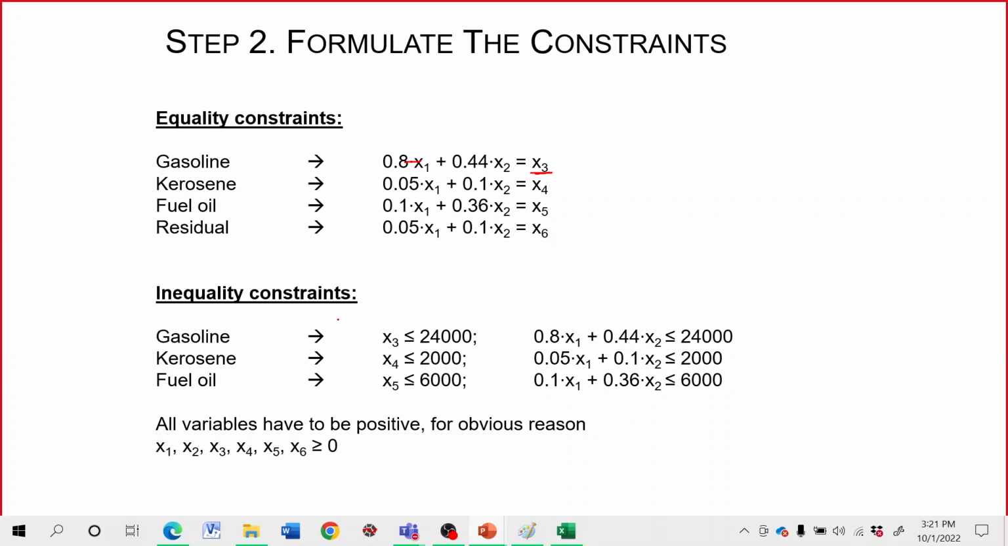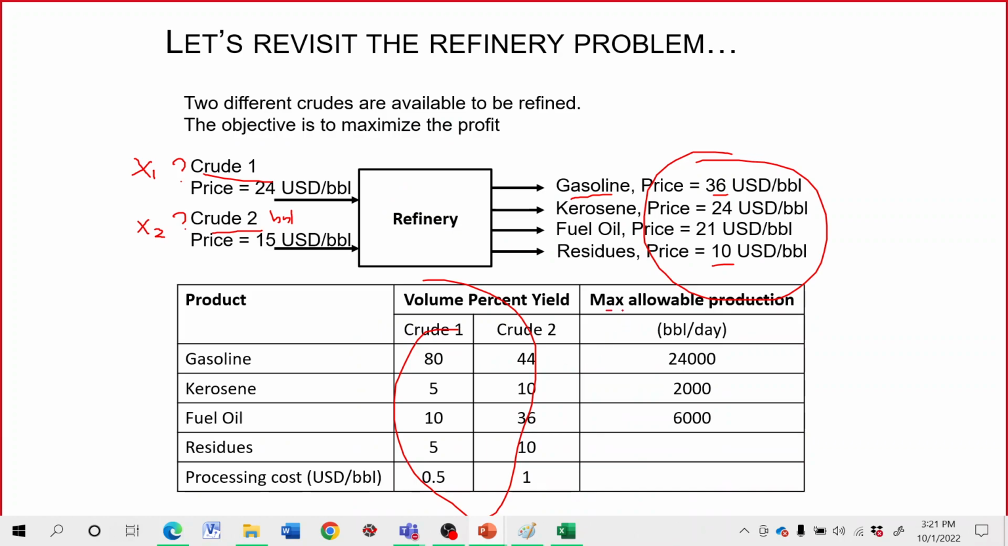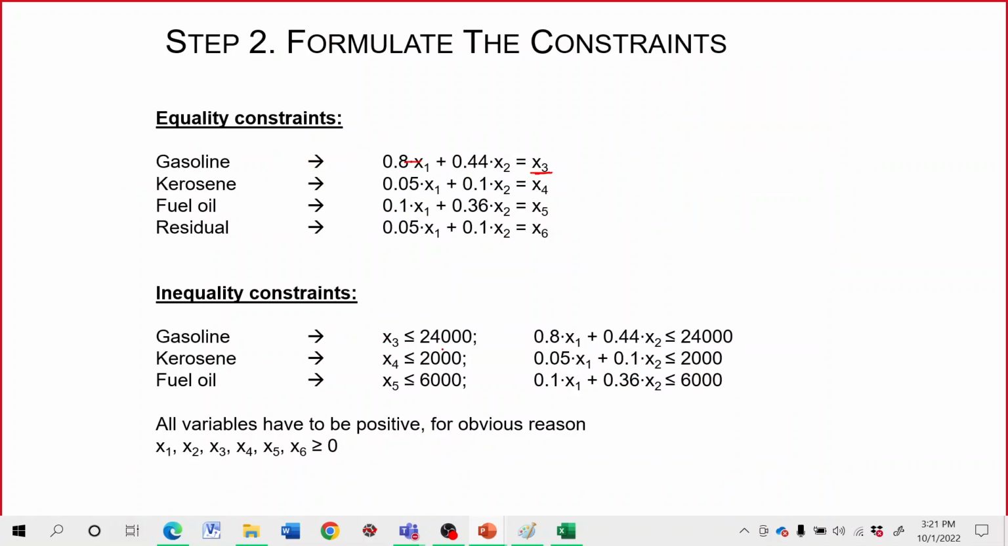And then the inequality constraints. We know that gasoline maximum is 24,000, kerosene 2,000, and so on, 6,000. So this is X3, X4, X5. X3 is less than 24,000, and we know that X3 is basically this, so we can simply put these equations in here. So 0.8 x1 plus 0.44 x2 has to be less than or equal to 24,000. We do the same for the kerosene and fuels.